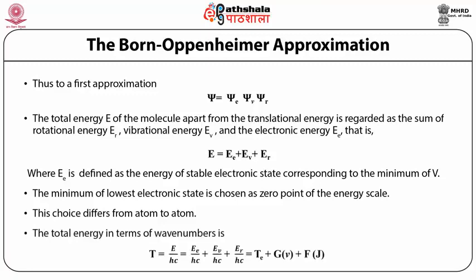The total energy in terms of wave numbers is T is equal to E upon hc is equal to Ee upon hc plus Ev upon hc plus Er upon hc is equal to Te plus G(v) plus F(J).